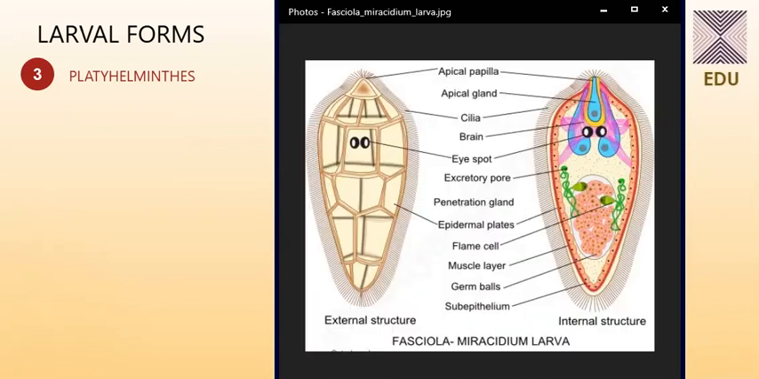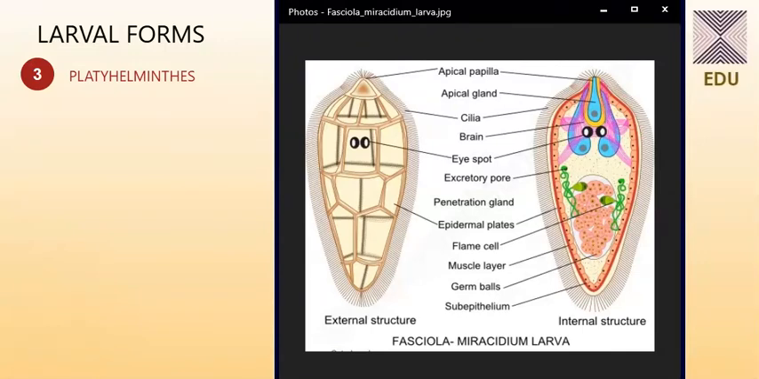Now students, if we go further of the Muller's, Goethe's and Cato's larva, now we have some of the larval forms which we have taken in the graduation classes also. So we have gone through the Miracidium larva, as in the case of the flatworms or the Fasciola hepatica. So this is a Miracidium larva of Fasciola.